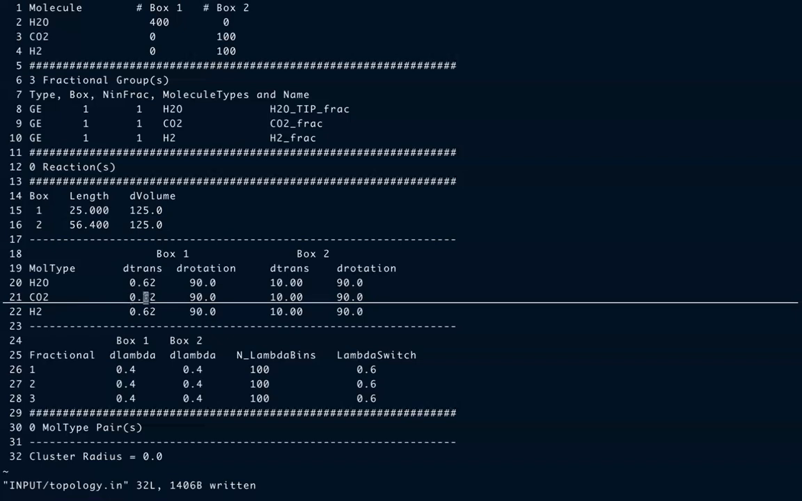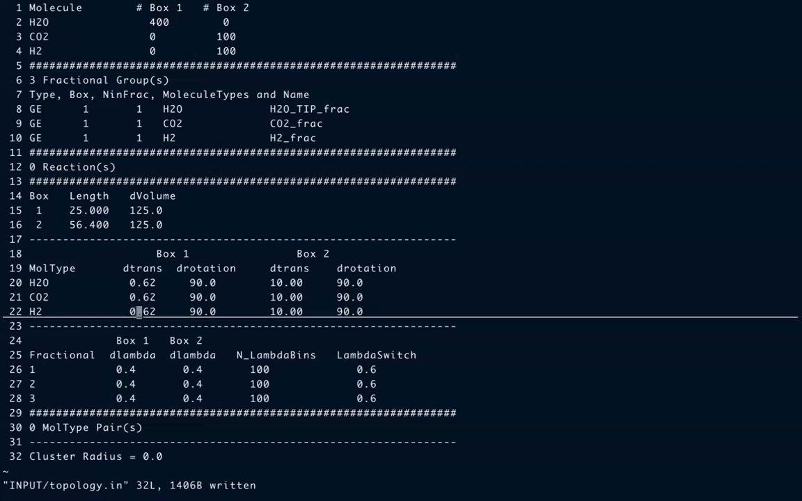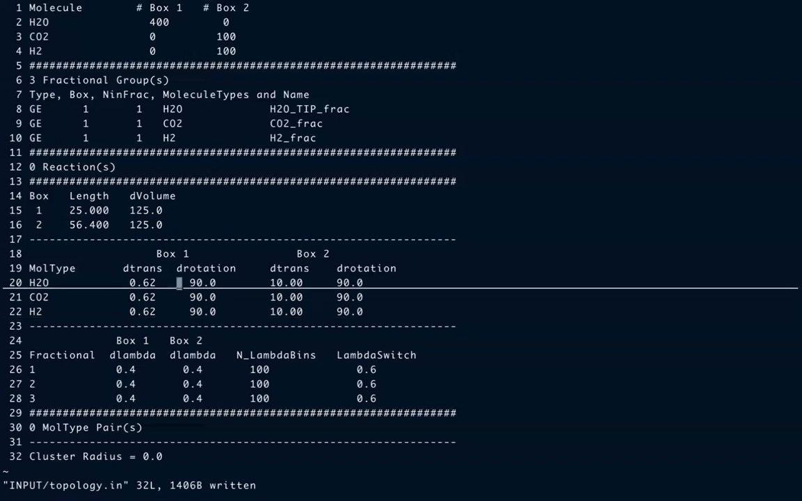CO2 can also translate by a maximum of 0.62 by the size of the box. So 0.62 is the fraction of the entire box that it can translate. And the rotation is 90 degrees. That's the maximum rotation that you can provide a molecule in box 1.